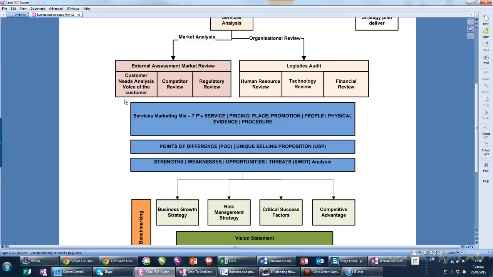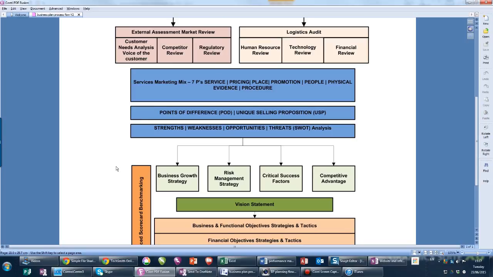Following on from that, the true marketing plan creation will start in these blue boxes with the marketing mix for a services company. That's the 7 P's, finding the points of difference, the unique selling proposition, and then on to the SWOT analysis, the strengths, weaknesses, opportunities and threats of the market and the internal operations.